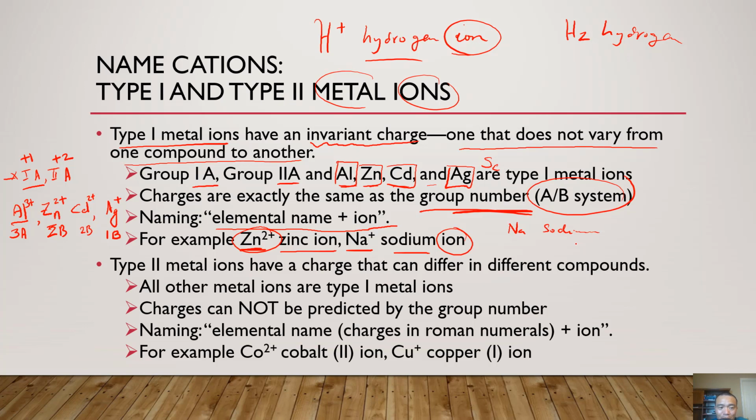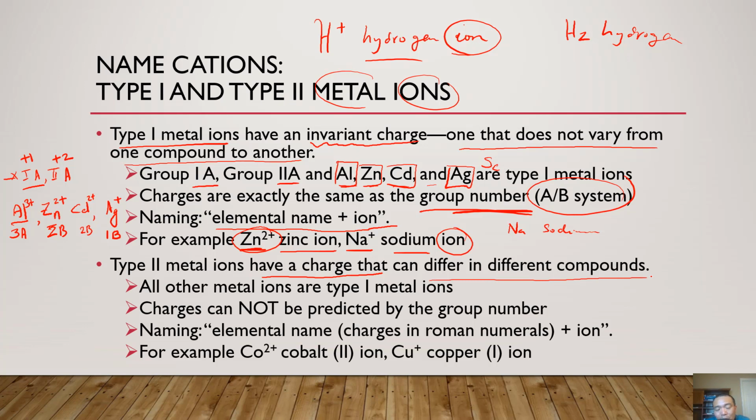All right, for type 2. Type 2 ions will have a charge that can differ in different compounds. In other words, type 2 metal ions have 2 or more possible common charges when they exist in a compound. That's why we name it type 2. But do remember, similar to what we just emphasized for type 1 metal, type 2 doesn't mean the metal can only carry a 2+ charge. No, it just means it can carry more than one possible charge.